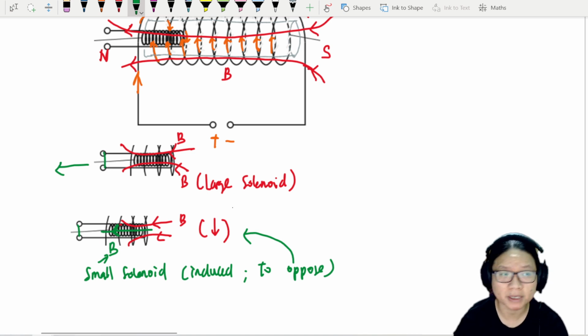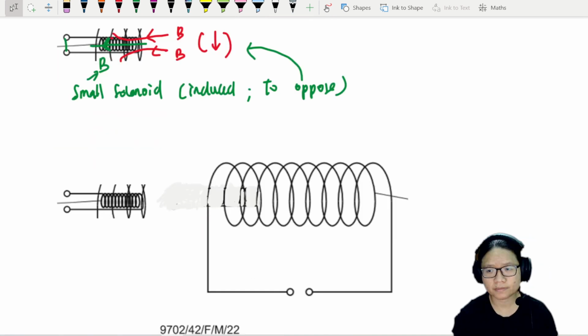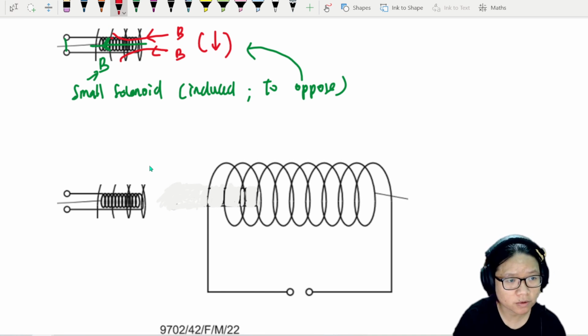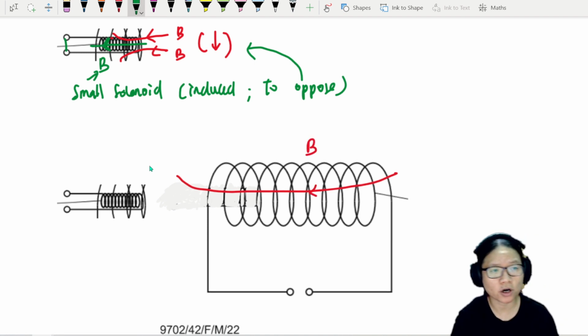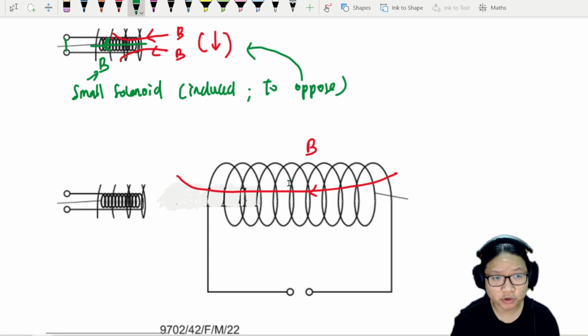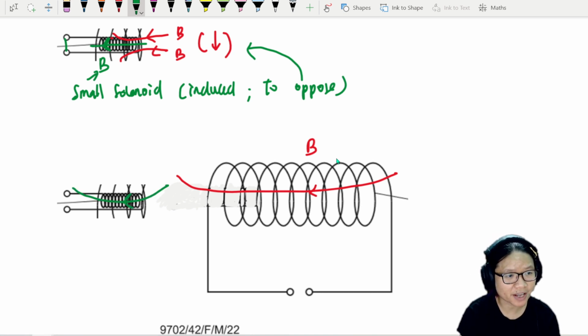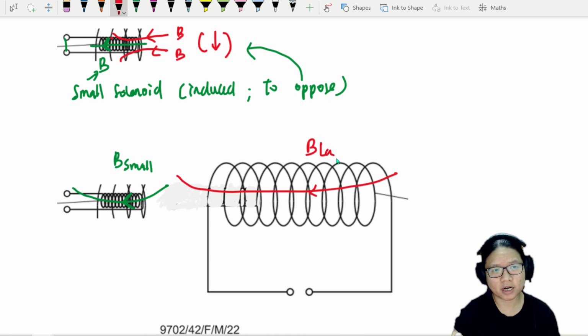But objectively speaking, if I now have two coils like so, I kind of have two magnetic fields. The large one was originally in this direction. All right? And the small one, because it suffers a decrease in this large field because it is moving further away, panics, and from Lenz's law, tries to recreate the field that was lost. B. This is B in the small solenoid. This is B in the large solenoid.